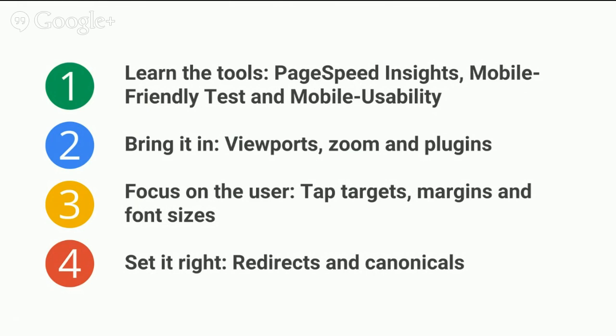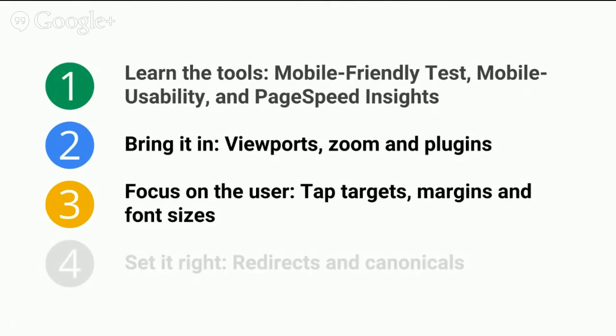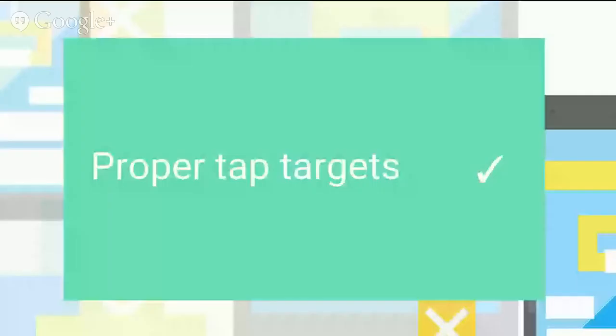In the second installment, we talked about viewports, zoom, and plugins. That was really to talk about how to actually tell a browser this page should be presented a particular way on a mobile device. Today, we are going to be focusing on the user experience, specifically on the interaction the user has with your buttons, tap targets, margins, and font sizes. Let's get started. First, let's talk about tap targets.